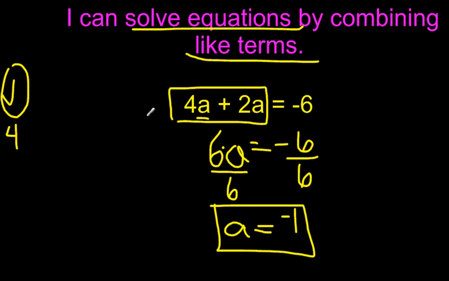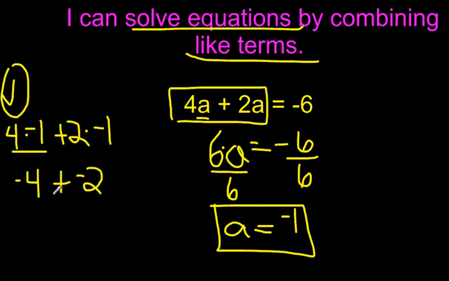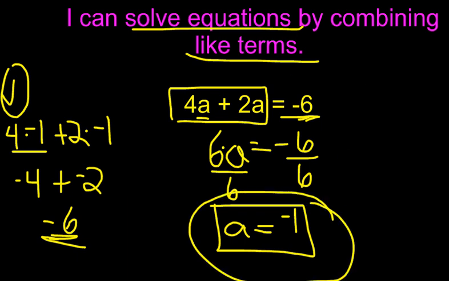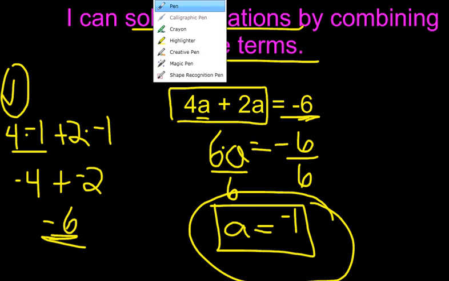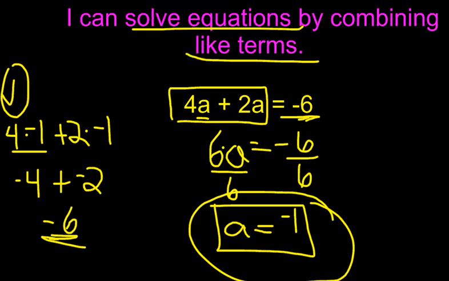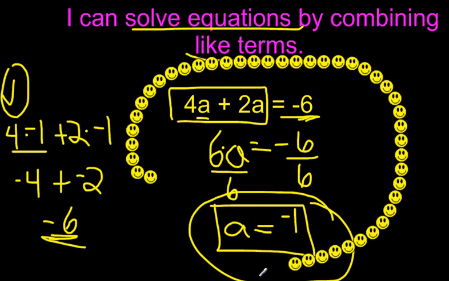Now I check it, and I fill -1 in for all of my a's. So I have 4 times a, which is -1, plus 2 times a, which is -1. 4 times -1 gives me -4, plus 2 times -1, which gives me -2. -4 plus -2 gives me -6. Look, you made a match. You have a -6 and a -6. So I know that my answer, a equals -1, is totally correct, which makes me very happy.